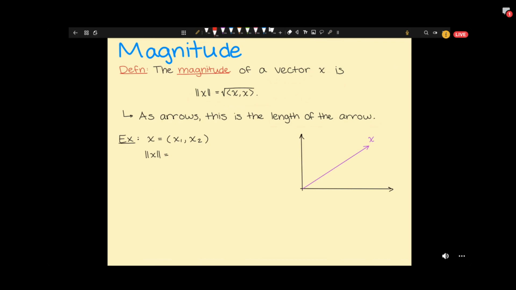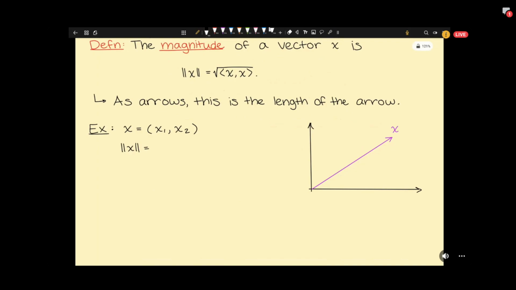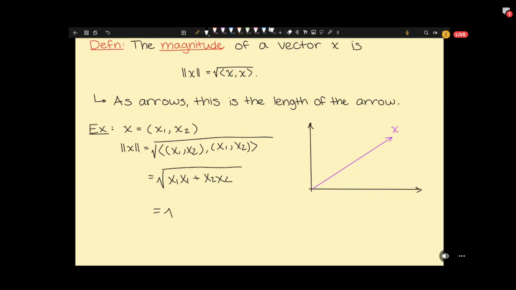So we're going to run through an example. Here we have x. This is a two-dimensional vector, and we're going to compute its magnitude by hand. Looking at the formula above, its magnitude is going to be the square root of the inner product of x1, x2 with itself, x1, x2. And then close the square root. Now let's write out the inner product. This is going to be x1 times x1 plus x2 times x2. And lastly, I'll just rewrite it in what should look a bit familiar.